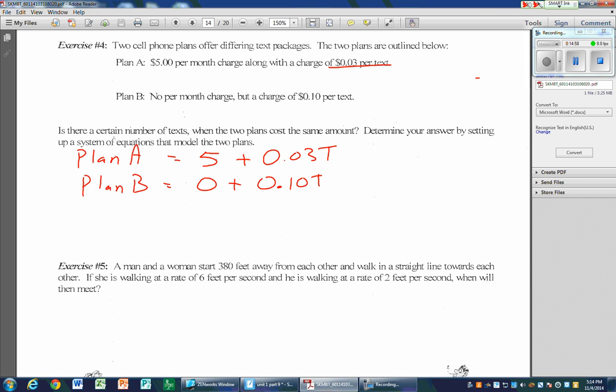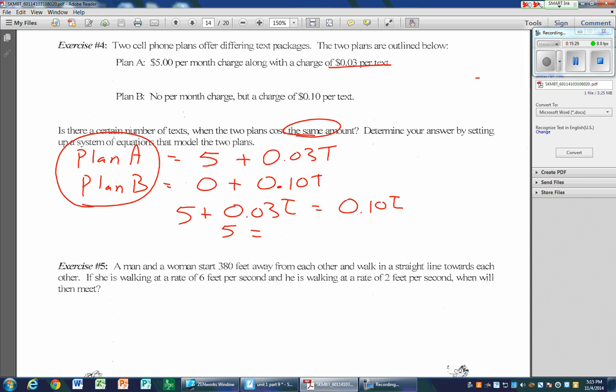Now it says, determine the answer by setting up a system of equations that model each other. We want to know when they're going to be the same amount. The same is exactly saying they're equal. Those two are equal to each other. So 5 plus 3/100 of a t, when does that equal 10/100 of a t? Well, I'm going to subtract the 3/100 of a t from both sides. And then divide by 7/100.